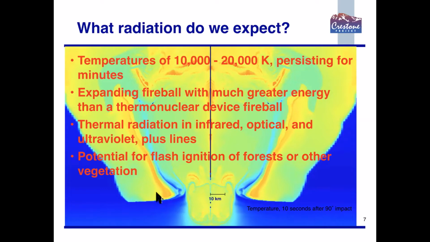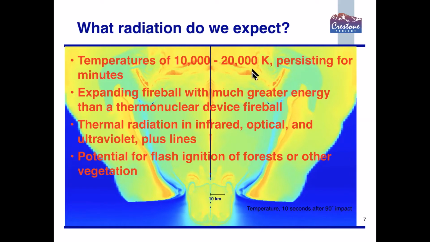And this illustrates, the previous one showed you density, composition, and velocity. This one shows temperatures. And this shows this plume. Here's a 10-kilometer scale marker here. This is 10 seconds after the impact on his illustration. And he's getting temperatures in the range of 10 to 20,000 degrees Kelvin.